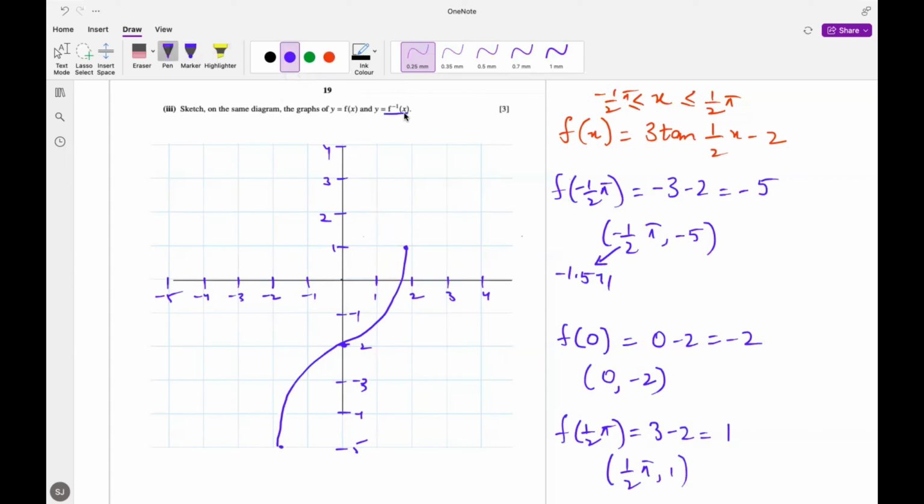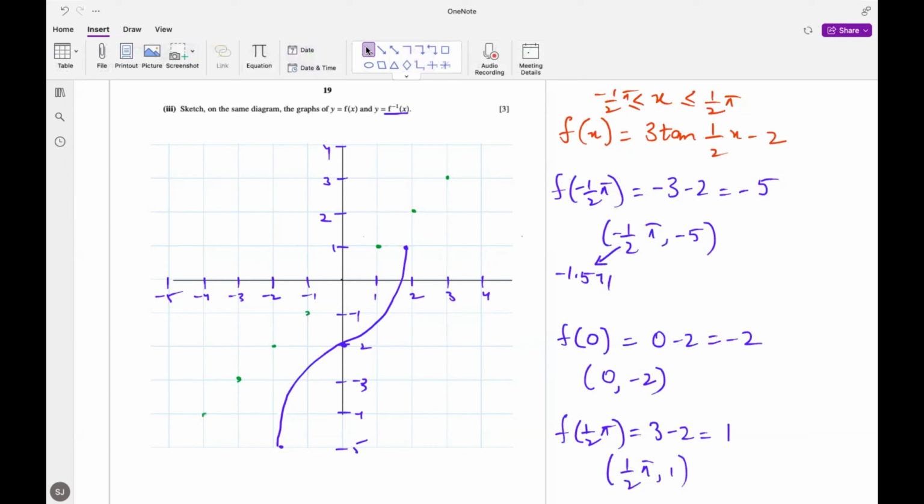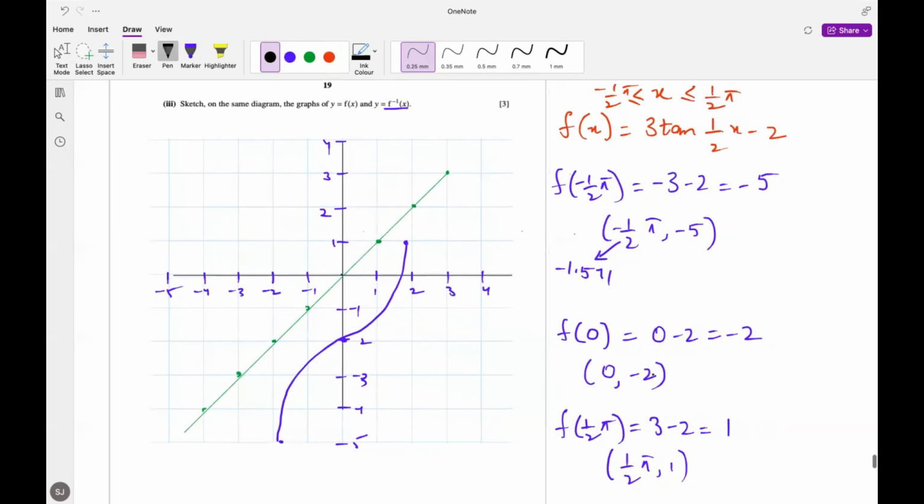And now to draw the graph of f inverse of x, the first thing we know about f of x and f inverse of x is that they are a mirror image in the line y equals x. So first of all, we'll make a line y equals x on our graph. And now to make the graph of f inverse, we can simply reverse the values of f of x. So if the value of f of x was minus 1 upon 2 pi, comma minus 5, for f inverse the coordinates will reverse and become minus 5, comma minus 1 upon 2 pi. So that will be over here. 0 and minus 2 will become minus 2, comma 0. So this point will be over here. And 1 upon 2 pi, comma 1 will become 1, comma 1 upon 2 pi. So that will be over here.